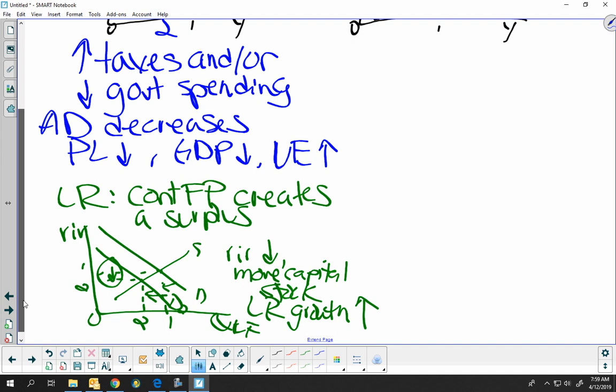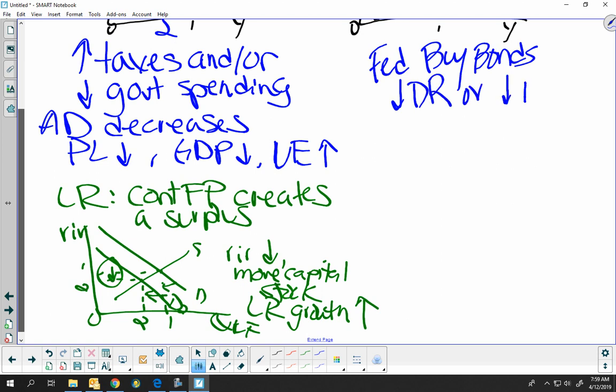But our must think that we're in some sort of recession because they're trying to expand the economy. So they must want to buy bonds, or lower the discount rate, or lower the required reserve ratio. Either way, they're affecting money supply on the money market graph.